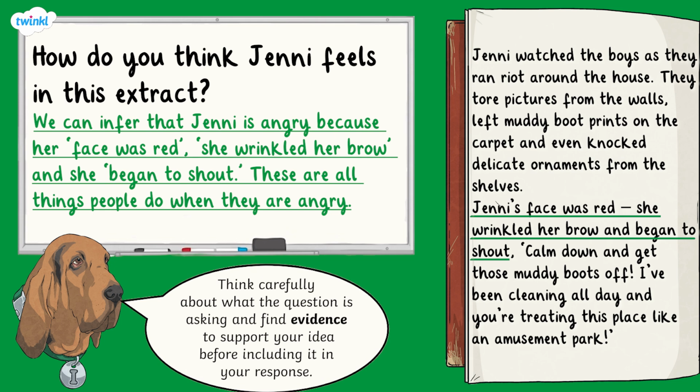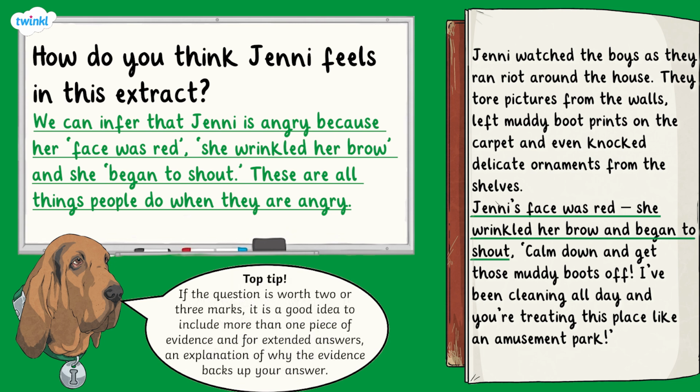In this answer, we have used quotes to make it clear why we think Jenny is angry. Top tip: if the question is worth 2 or 3 marks, it's a good idea to include more than one piece of evidence, and for extended answers, an explanation of why the evidence backs up your answer. In this example, we have explained by saying that Jenny's behaviour is typical of someone who is angry.